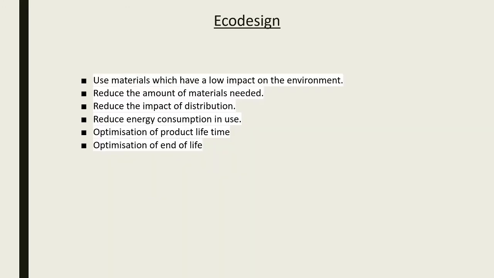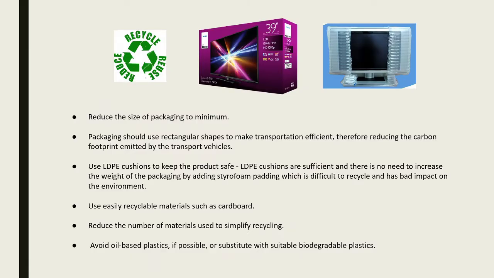So eco-design, so things like the use of materials which have low impact on the environment, reduce the amount of materials needed, reduce the impact of distribution, reduce the energy consumption and use, optimization of product lifetime, and optimizing of end of life. Here are a few examples of what has happened in relation to eco design. So things like reducing the size of the packaging to a minimum. So take like a TV, no longer having the massive box that it comes with, having a much more self-contained piece of packaging.